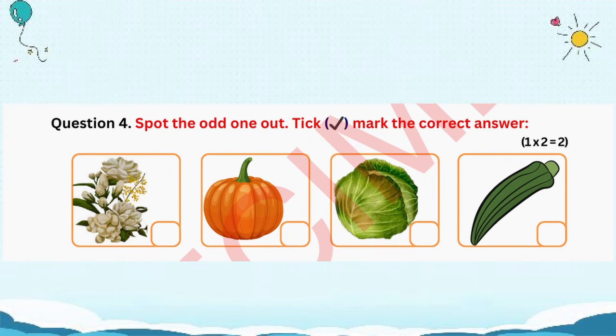Question 4 asks you to spot the odd one out. Tick mark the correct answer. The pictures show flowers, a pumpkin, cabbage, and lady's finger. The answer is the flowers, because the pumpkin, cabbage, and lady's finger are all types of food, while the flowers are not typically eaten. You should place a tick mark in the box below the picture of the flowers.